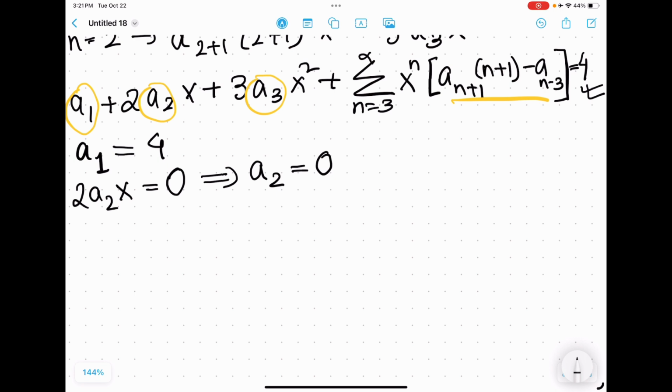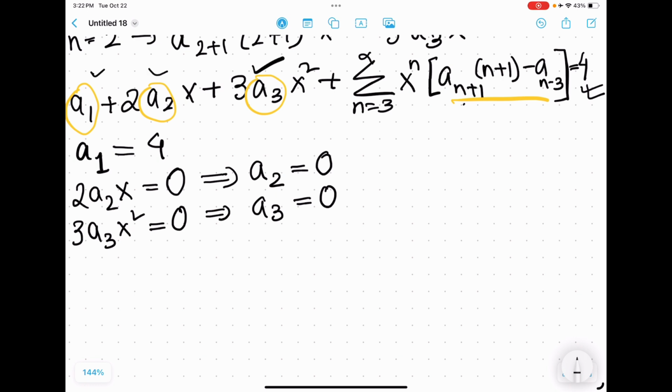Then let's look at my third term, which is 3a sub 3 x squared. Again, let's look for the coefficient for x squared. And as you can see, there is no coefficient for x squared. There's just a single number 4. That means this is also a 0. Hence, our a sub 3 is also a 0. So we have finally found our coefficients for a sub 1, a sub 2, and a sub 3, just by looking at what I have on my right. Just by observing it. All right, so we're done with our first 3 coefficients.